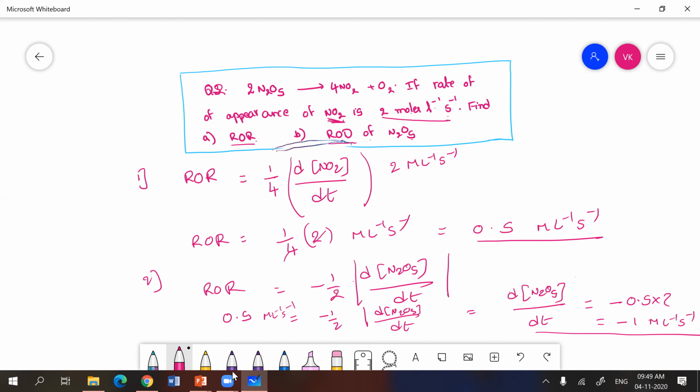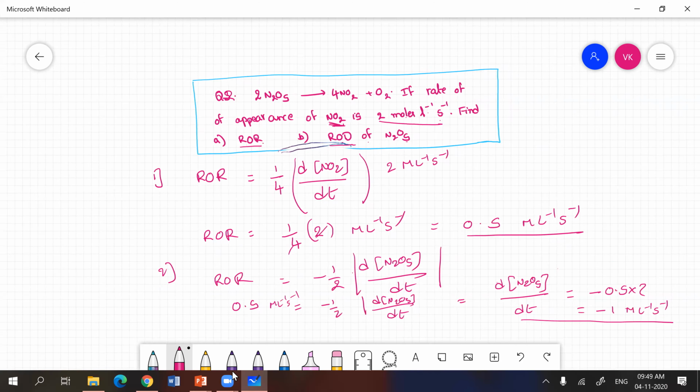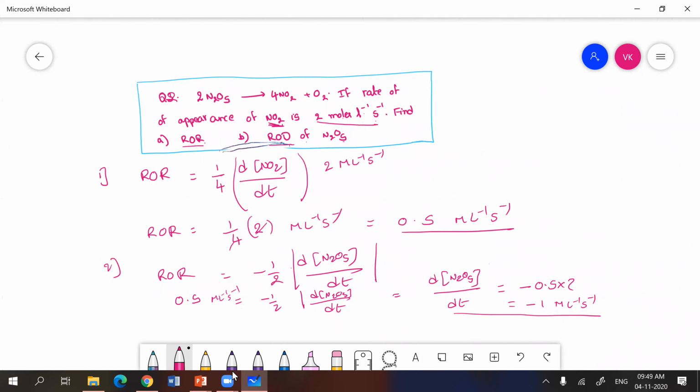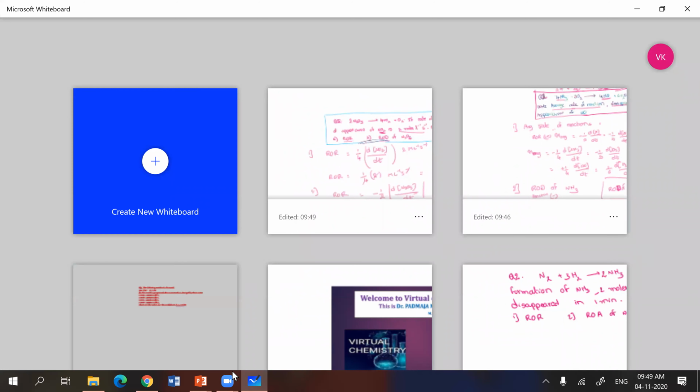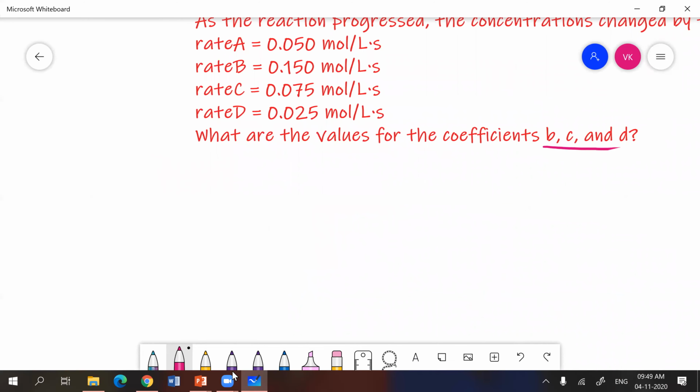So they gave you only one of the terms in the rate of reaction, that is rate of appearance. If you know one term, you can find rate of appearance of other reactants or rate of disappearance of the remaining products as well. So this is another model problem that may be asked in the exam. Now let us discuss the last model. What problem may they ask you in the exam?